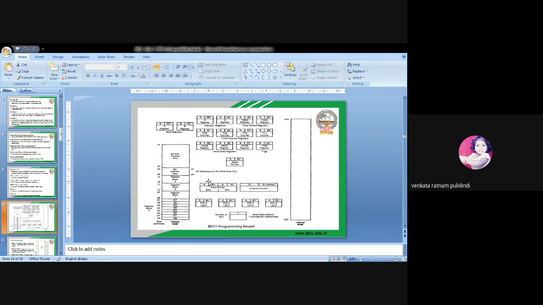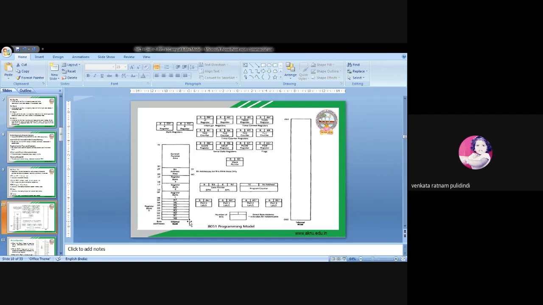Now here we have a register called the data pointer register. In the data pointer register, we have an upper byte and a lower byte. At the same time, the program counter. The program counter is a 16-bit register. The program counter has no address location.